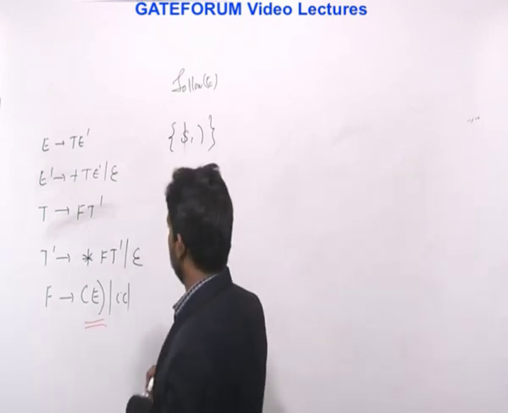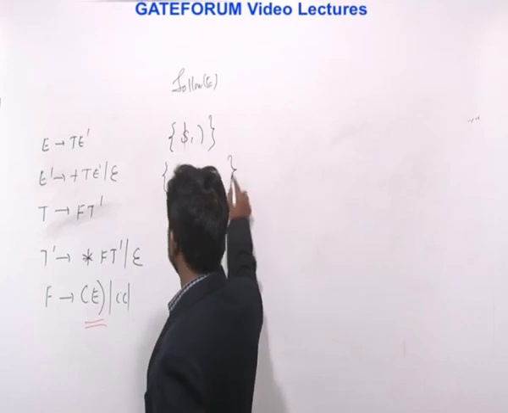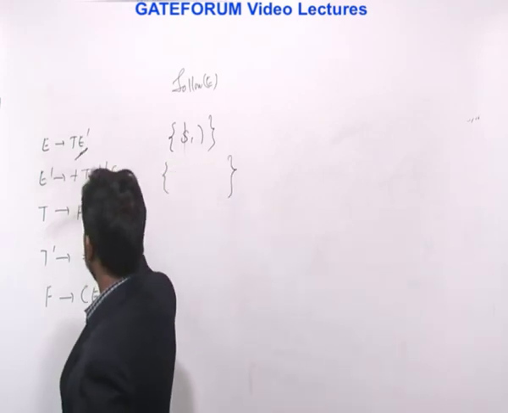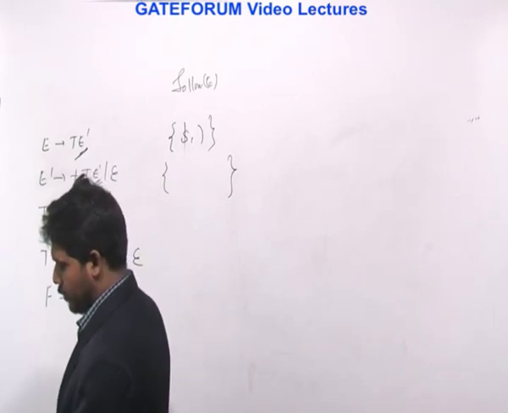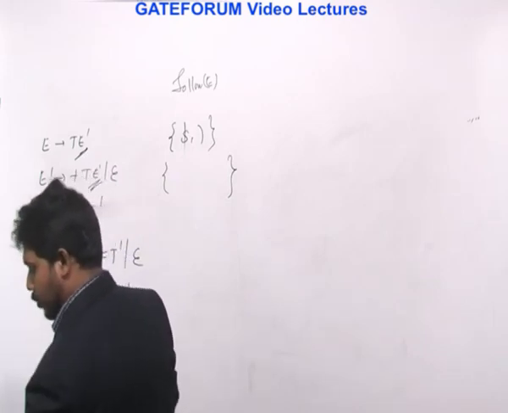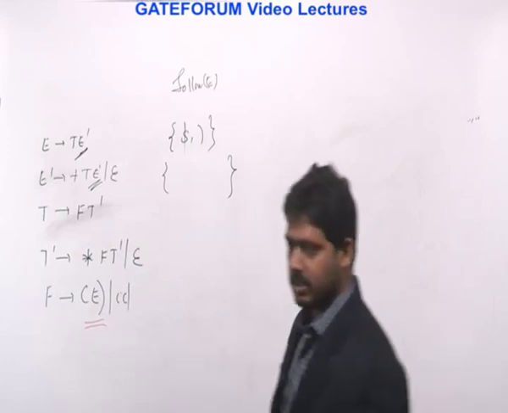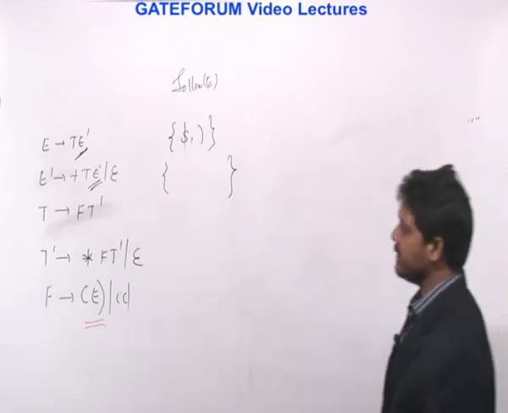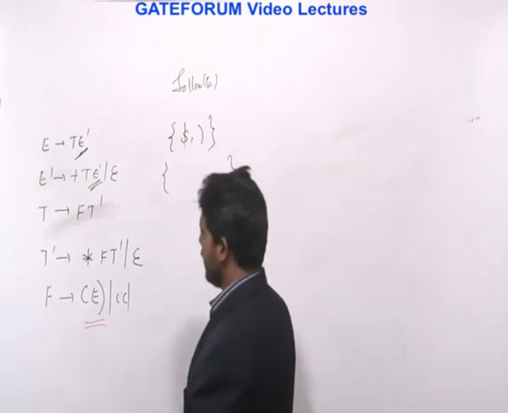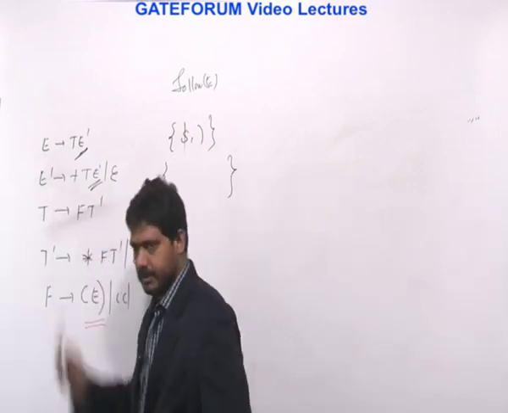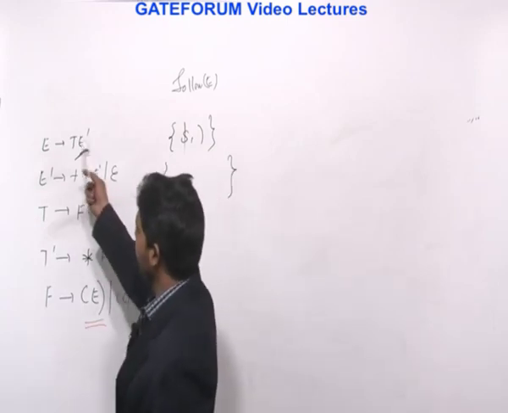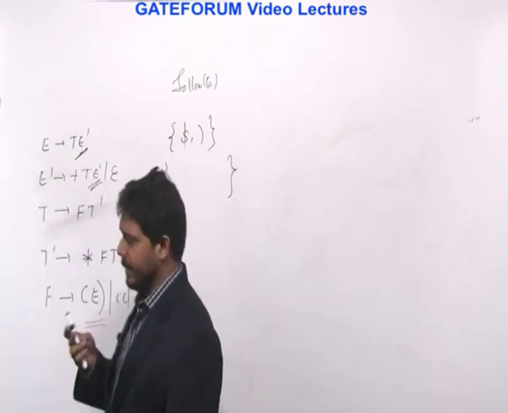Follow of E dash. Where is E dash present? E dash is present in two places, here and here. In both cases E dash is the last symbol. So the rule says follow of E dash is follow of E dash; I can't add anything into this. But in this case it is saying follow of E dash is follow of E. It makes sense.